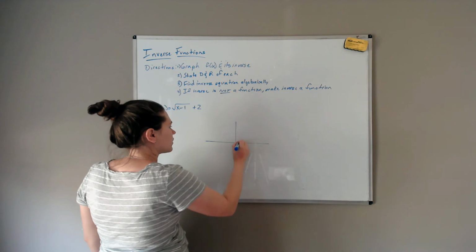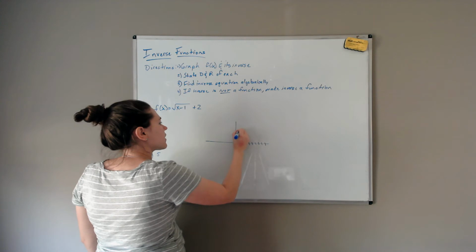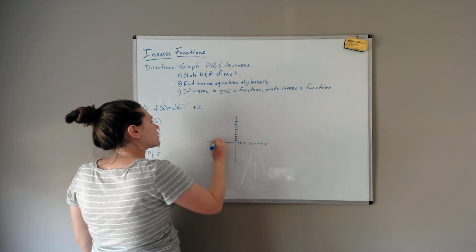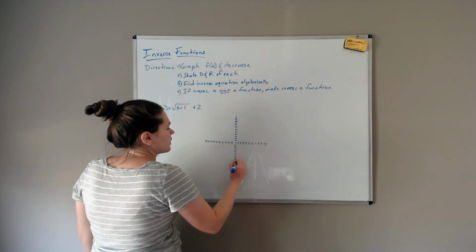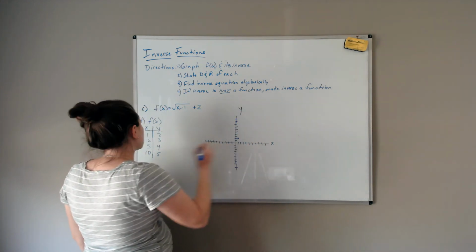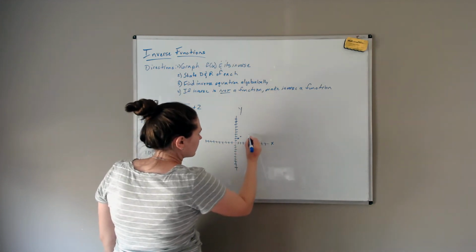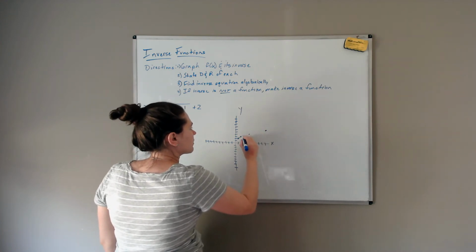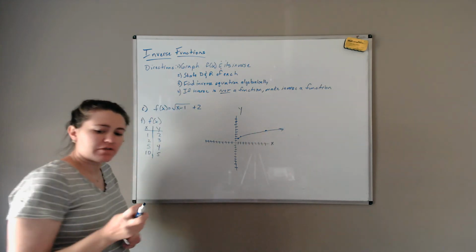Okay, so let's graph it. We've got 1, 2. We've got 2, 3. We've got 5, 4. And we've got 10, 5. And it starts here, right? This is a square root. It starts here and it keeps going up and up and up. So it's never actually horizontal.